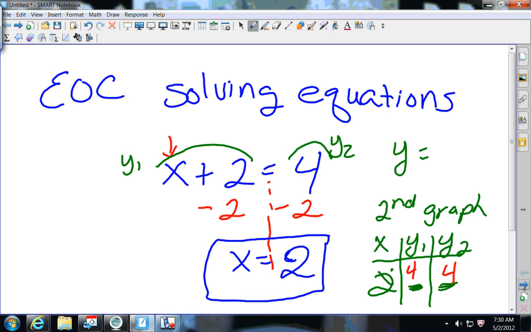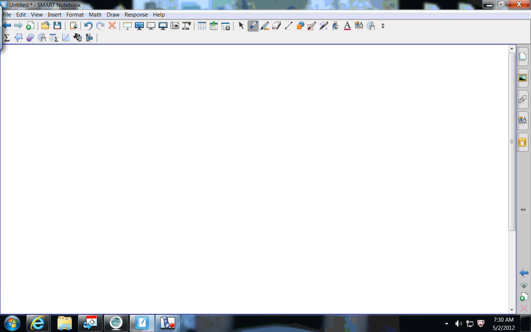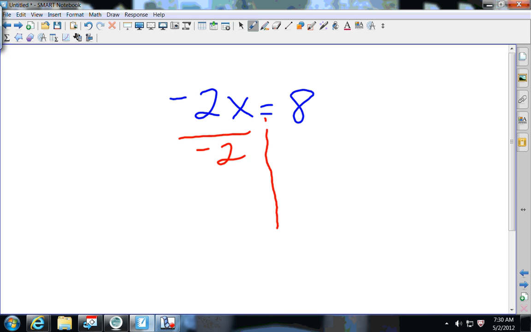Okay, so next, just the other basic thing, like say, for example, I have negative 2x equals 8. What do you do to get x by itself? You divide. It says negative 2 times x. The opposite of times is divide. So you would divide by negative 2.